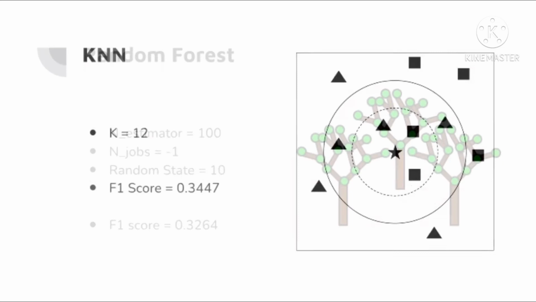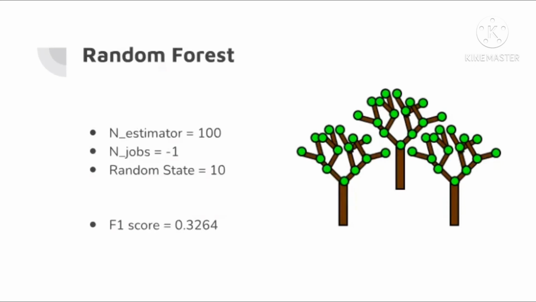Fourthly, random forest is a more advanced model that combines multiple decision trees to get a more accurate and stable prediction. We set the n estimators to 100, which is the number of the trees we want to build before taking the highest voting.